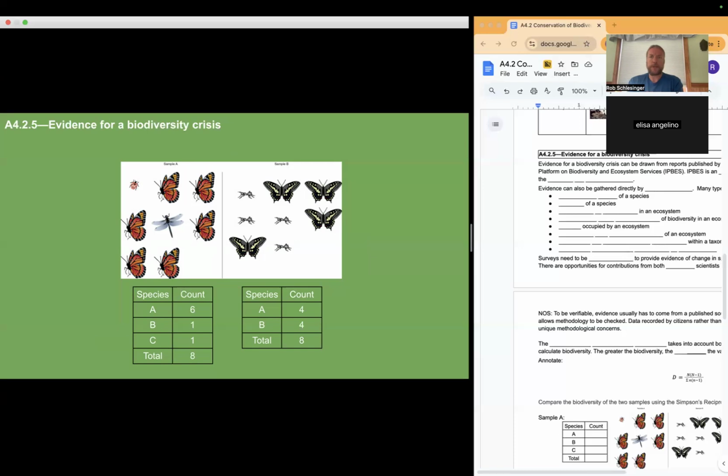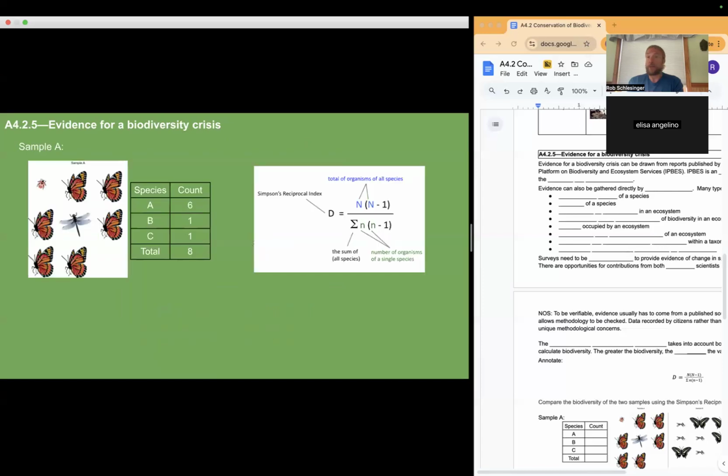And so now let's figure out how we plug this into the Simpson's diversity index equation. And we're going to try to do this before my time runs out. So we've got our total, right? With our total, that 8, that's what's going on the top line. And so capital N refers to the total organisms of all species, which in this case is 8. Does that make sense? Yes.